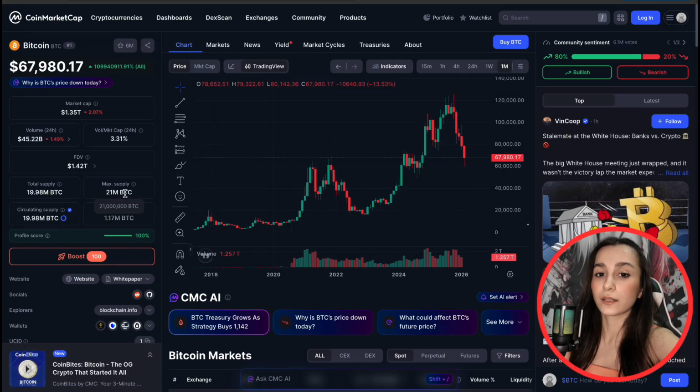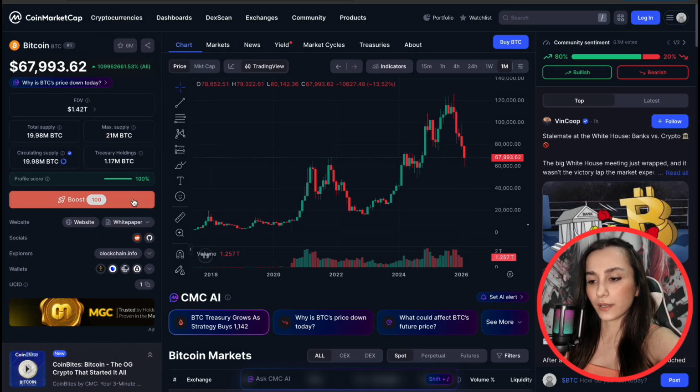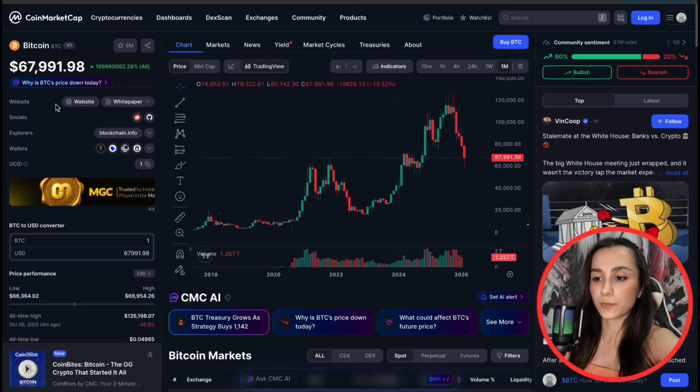There won't be 22 million Bitcoin in the market. There will be 21 million. That's important because limited supply increases the price. Those balances are important, so circulating supply as well. When I scroll down, I'll see the website of Bitcoin. I will see their white paper. A white paper means you can see all the technical details, like team details and whatever else. You will see everything inside that white paper and you will understand the project.